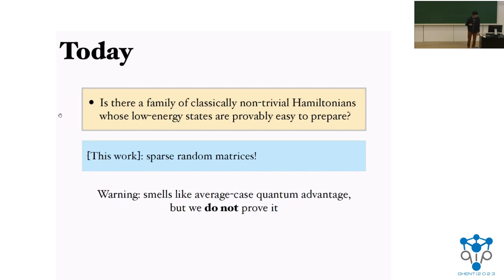To give a bit of warning, this smells a lot like a reverse case of quantum advantage, but strictly speaking, that's not exactly what we have. We don't have a classical hardness proof. Instead, we say it's classically non-trivial, so we're very careful about our wording here. Nevertheless, this is what we're able to prove. And what's worth emphasizing is that we find a pretty big family of average case Hamiltonians that has this property.